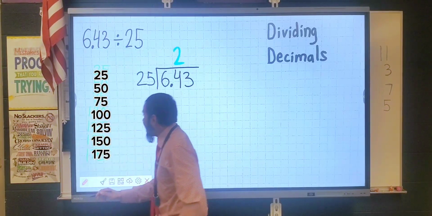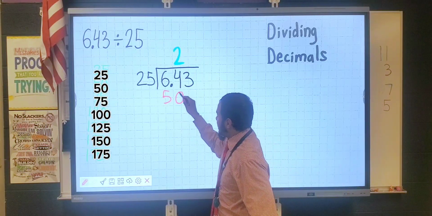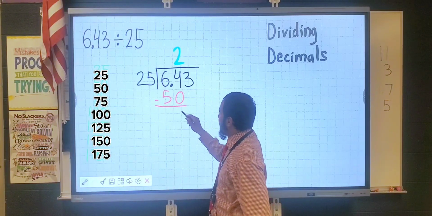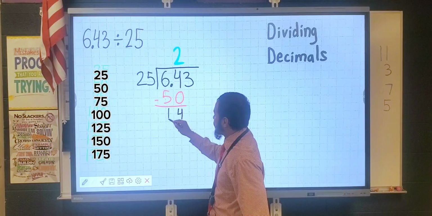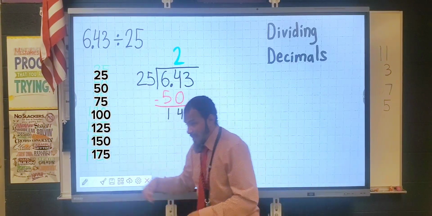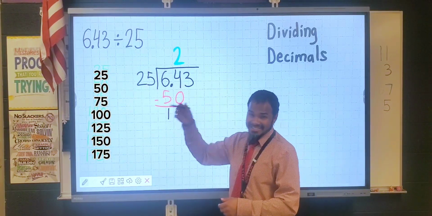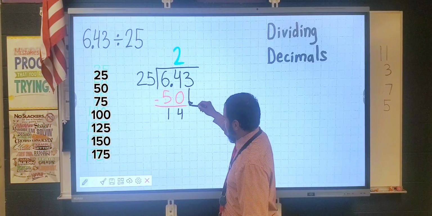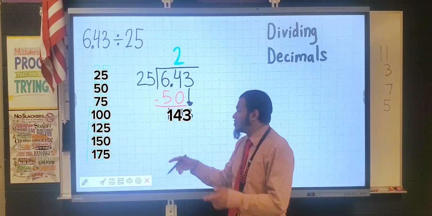Then I ask myself, what is 25 times 2? 25 times 2 is 50. I'm going to subtract. 4 minus 0 is 4. 6 minus 5 is 1. Okay, if I count by 25, will I ever say 14? No, that means 14 needs air support. Who provides that air support? The very next number, which is 3. So it's not a 14, it's not a 3, it's 143.